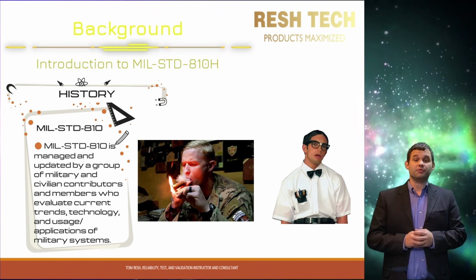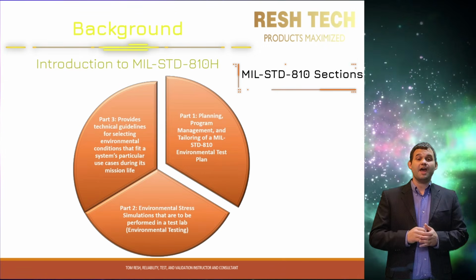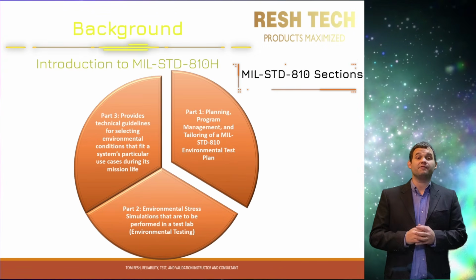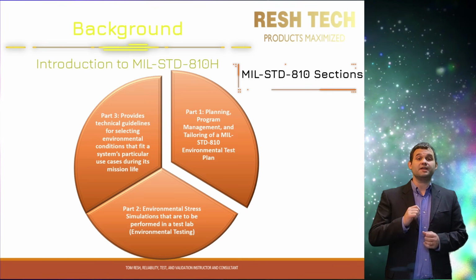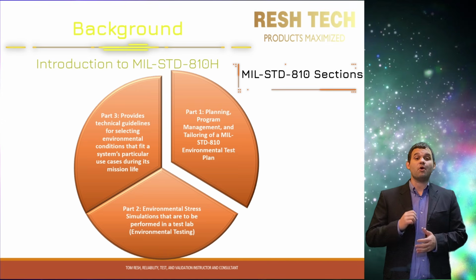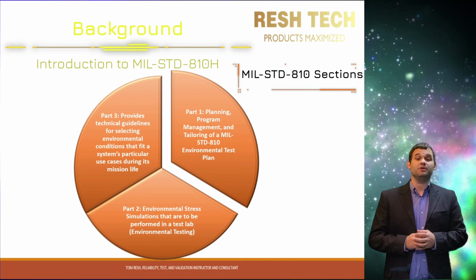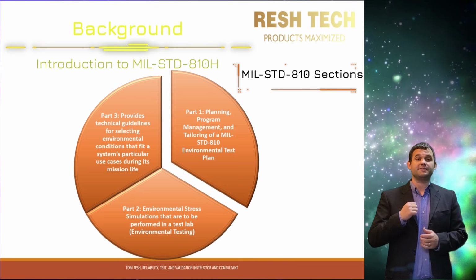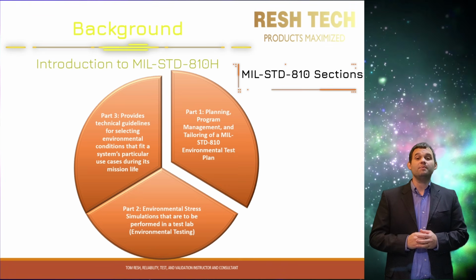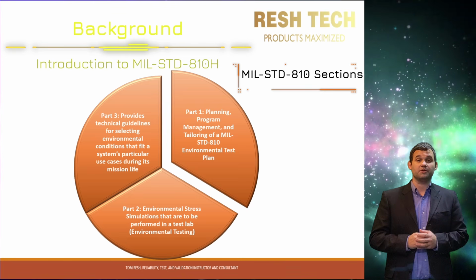MIL-STD-810H is broken up into 3 sections. Part 1 includes roles and responsibilities, planning and program management, and tailoring of your environmental test plan based on MIL-STD-810 guidelines. Part 2 covers a large set of recommended environmental tests that can be used as part of a laboratory testing and simulation sequence or as part of field testing to ensure that your system will be able to survive the mission profile and stresses endured during its operational life.